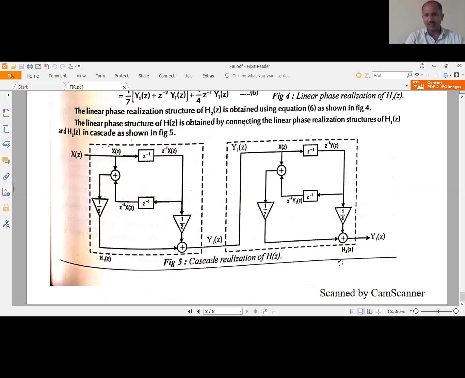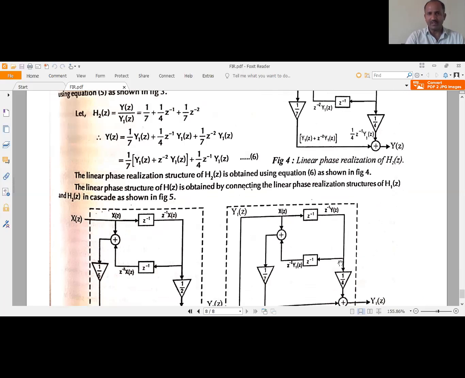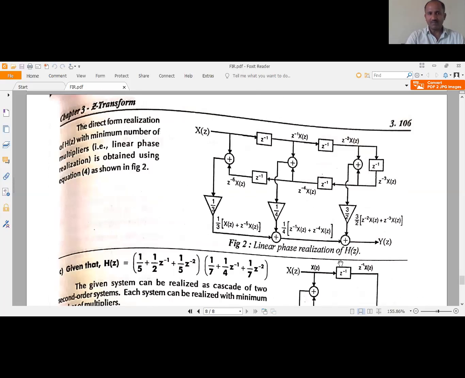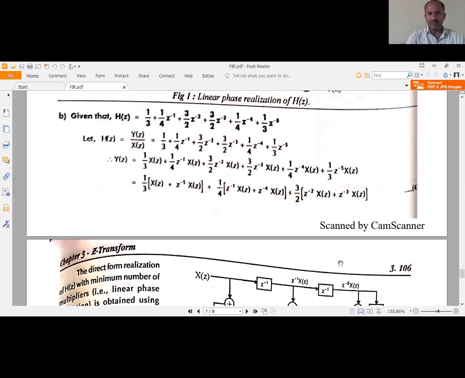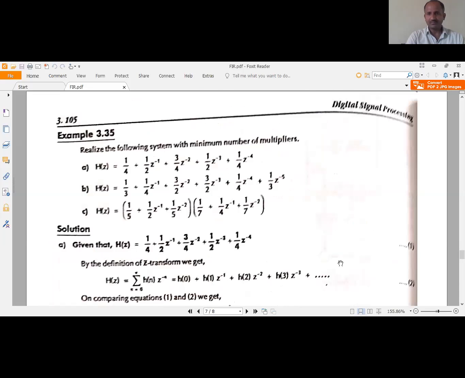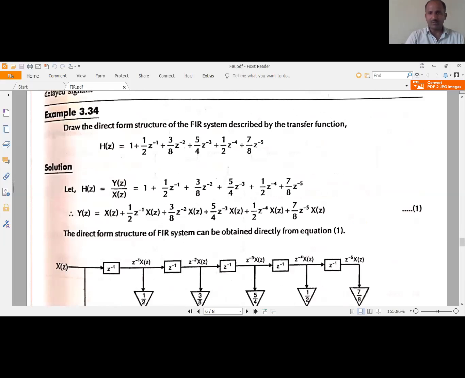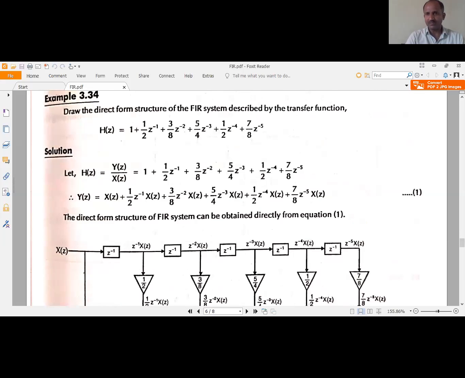That's all about the realization of FIR filters by direct form 1, cascade form and linear phase realization. It is very, very important. Definitely one question will be from this topic. So this comes under module number 5. Those who are having doubts, you can ask me. I will clarify your doubts in the problems.